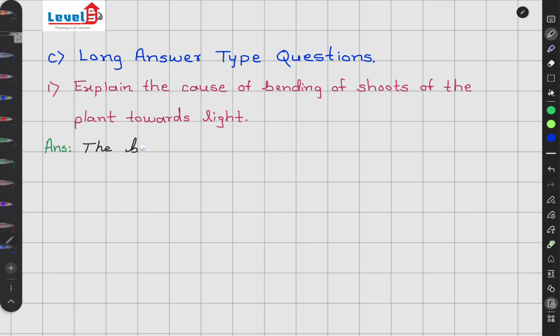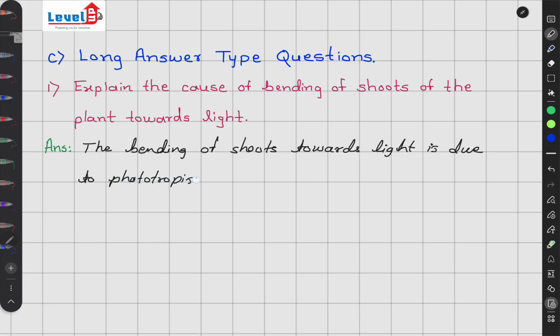The bending of shoots towards light is due to phototropism, which is a process regulated by auxins.